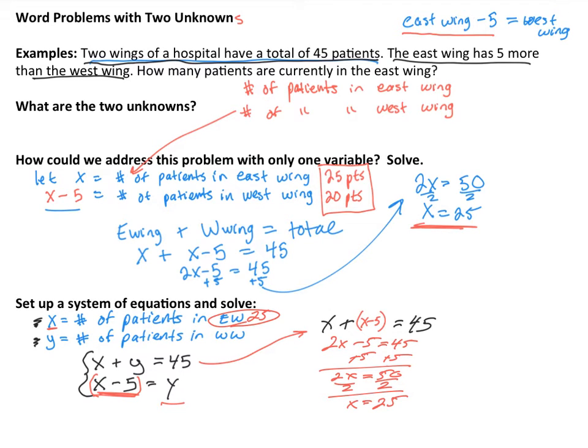How can I find out what y is? If I'm looking for x, well, what is y? Y is x minus 5. So let's take 5 away from that. X is 25. We'll take 5 away from that. That's going to give us 20. There are 20 patients in the West Wing.